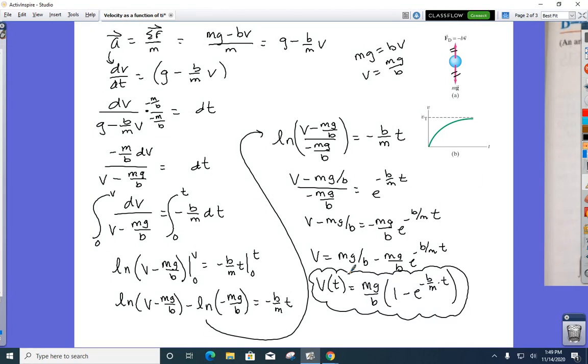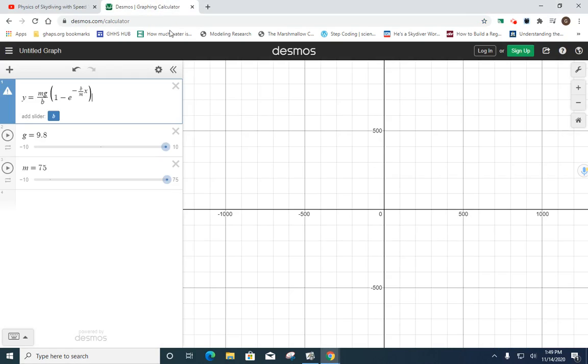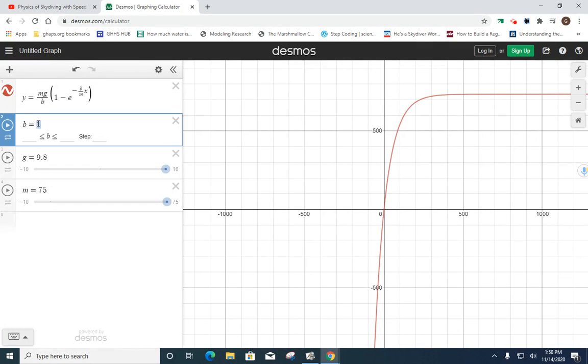Now, I want to take this back to Desmos for just 1 second and see what that graph looks like. So I have that equation already written in here. Y, which is for me my velocity, is mg over b times 1 minus e to the negative b over m t, and my t value is going to be x. I need to put in a value for b. Now, when I look up drag coefficients for skydivers, most resources say that the drag coefficient is maybe 0.3, maybe 0.2 to 0.4, somewhere in that area. Let's go ahead and just try to put that in there and see what happens.